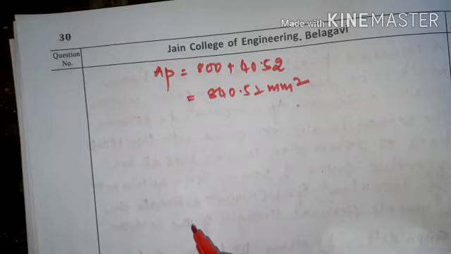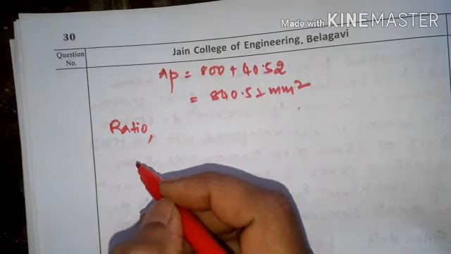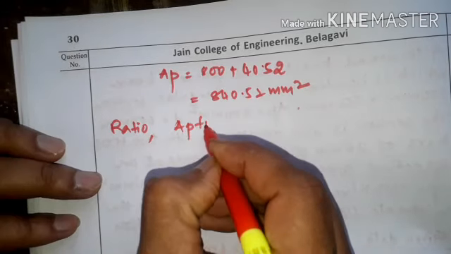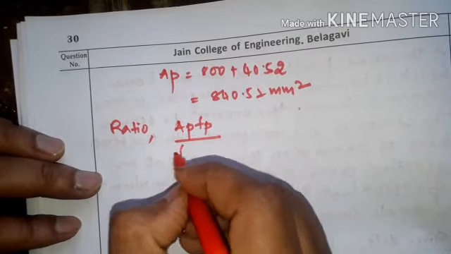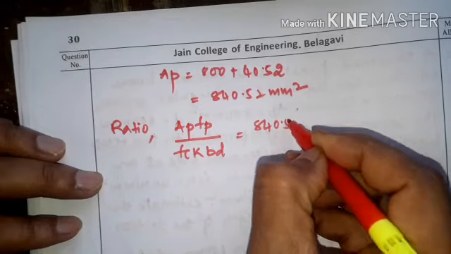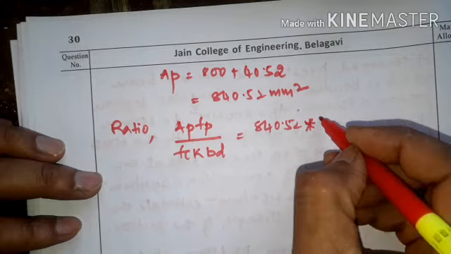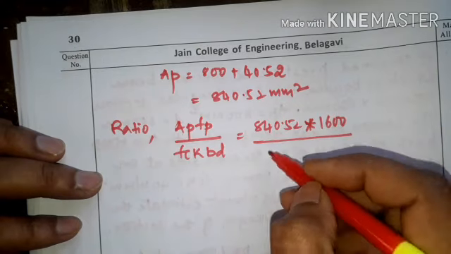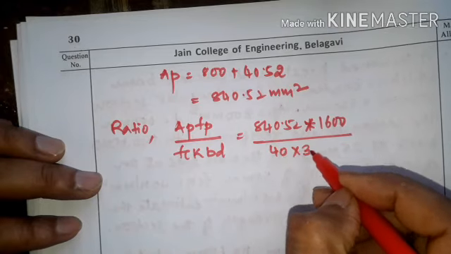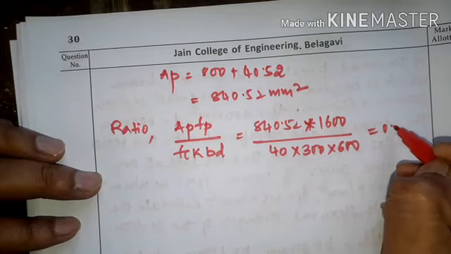So we will find out the ratio, because ultimately after getting the area of pre-stress we have to find out the ratio, that is Ap into Fp divided by fck b d. So Ap is 840.52 into Fp is 1600 divided by 40, b is 300, the small d is 600. By this you will get the ratio as 0.186.